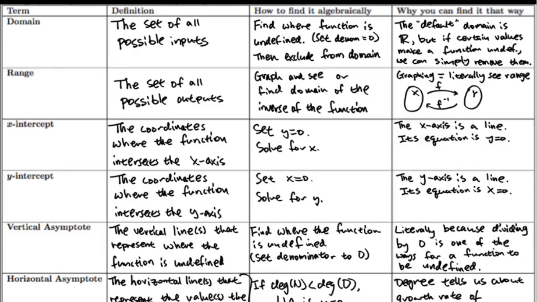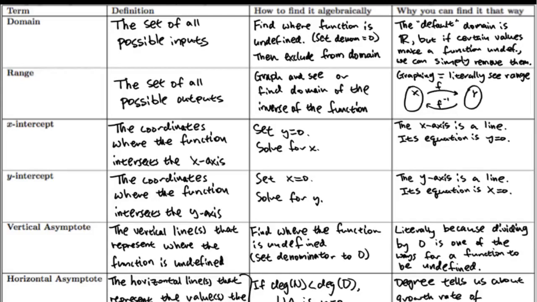So domain, that just tells us what's able to be put into the function. So you can kind of think of it as the default domain. So looking over here, default domain is all real numbers, but certain values will make a function undefined. Not all functions, but some functions. And then we can just remove them and say that the domain is everything except for whatever that is. Which is why, to find it algebraically, the easiest way is just to find where the function is undefined, and then exclude that from the domain.